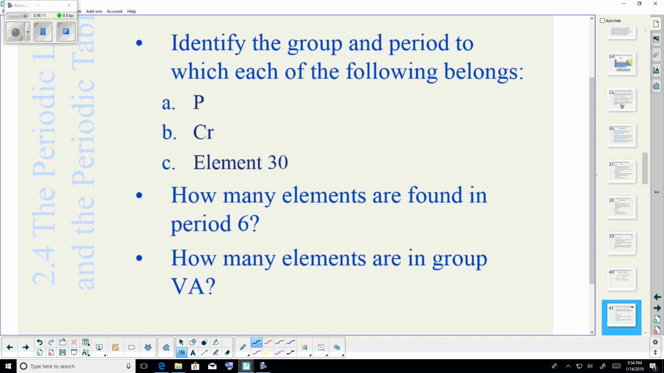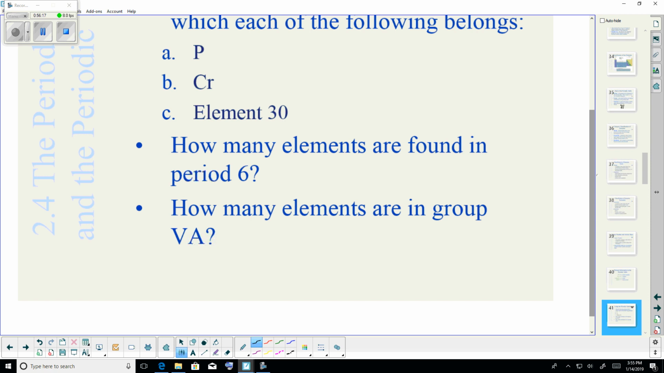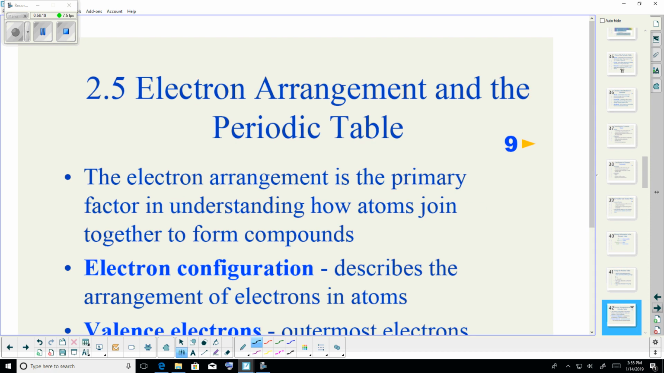So everybody should be able to navigate around the periodic table. Okay, electron arrangement in the periodic table. I'm going to stop here because I don't want to get halfway through it and confuse everybody.